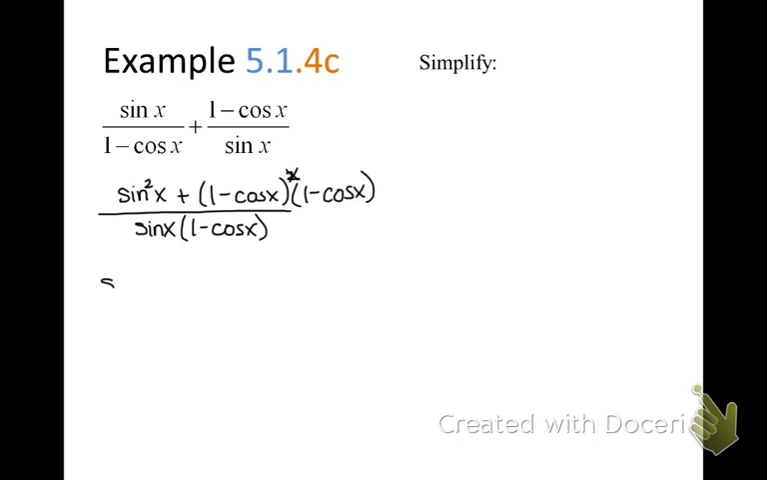We still have our sine squared of x. That is still going on. Plus, when I FOIL this out, you've got your first times your first, which is 1. Your outer, which is going to be a negative cosine of x. And your inner, which is going to be another negative cosine of x, will become minus 2 cosine of x. And then your last is going to be plus, because of the two negatives, plus cosine squared of x. Are there any questions on that part?